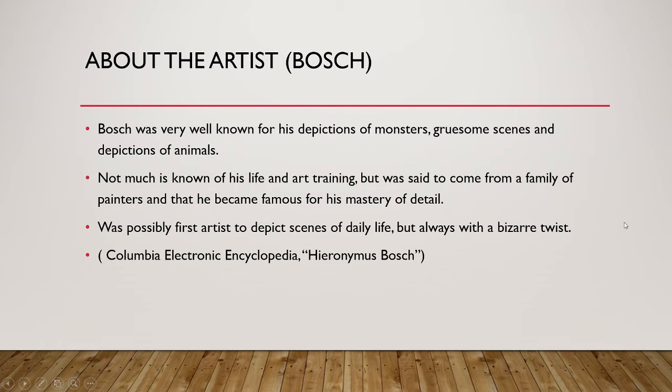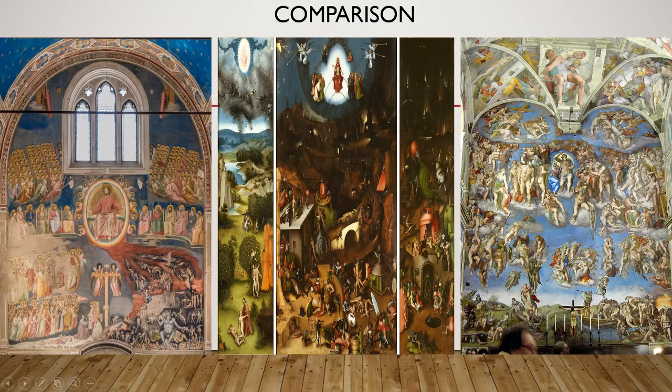According to the Columbia Electronic Encyclopedia, Bosch favored his depictions of monsters, animals, and other gruesome scenes in explicit detail. And while there is little known about his early years as an artist, what is known for a fact is that he had come from a family of artists. He was also believed to be one of the first artists to depict scenes of daily life, but of course not without his famed features of a bizarre twist.